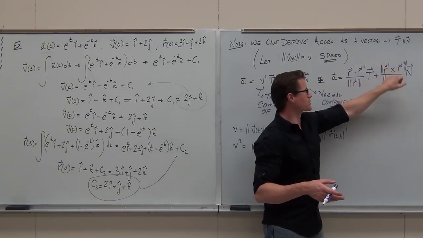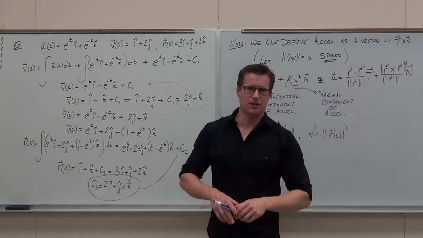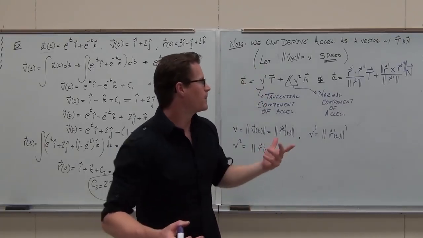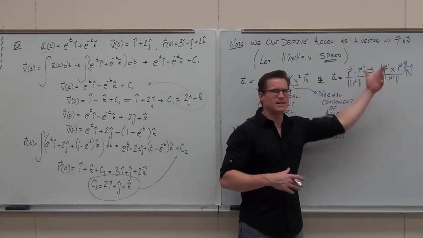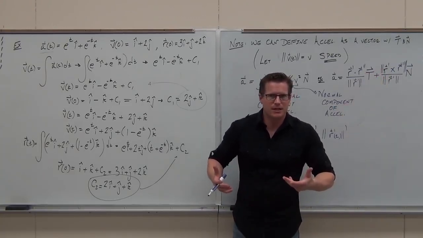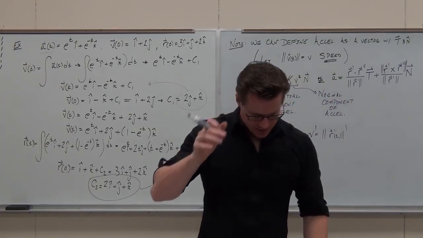Dot them, cross them, magnitude of the first derivative, magnitude of that, and you can also write acceleration using t and n. Now, to me, that's like, why? Because you have to find t and n anyway. If you got to find t and n anyway, you got t and b frames. So that's the idea.